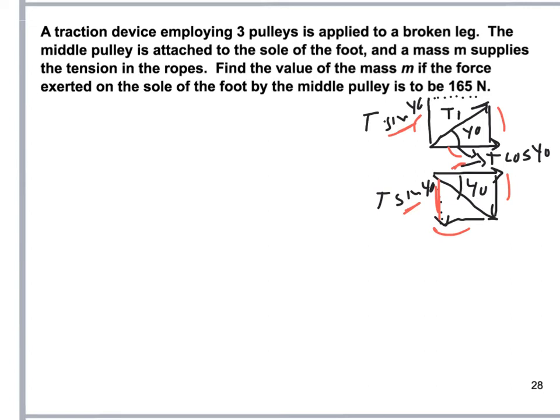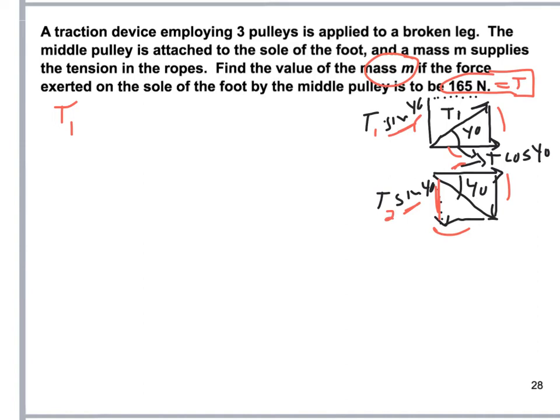So the tension is what we're looking for. We want to find the mass m if the force exerted on the sole is to be 165. So that 165, that's the tension right there. So we know what the tension is, but we don't know what the mass is. So that's what we want to find. So for the tension on the upper part, we'll call it T1, and we'll make this T1 and this T2.